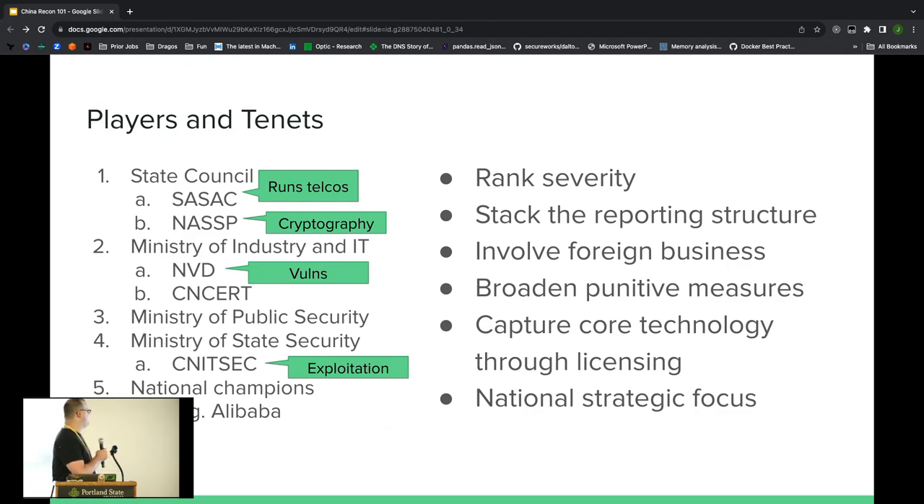They're all within different hierarchies within the government. You have the State Council, which is more or less the head of government. You have SASAC under that, which I mentioned previously. It runs the telcos. You have the NASSP, which is equivalent to the NSA. It comes up with cryptography standards.